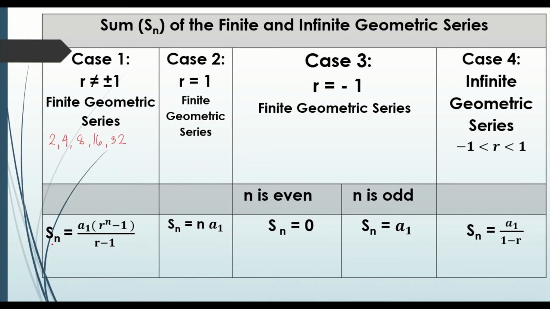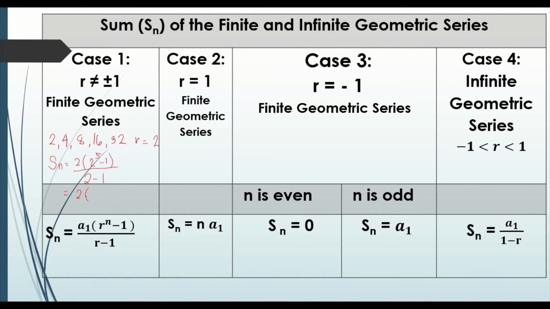So we're going to use this formula: S sub n is equal to a sub 1 quantity r raised to n minus 1, all over r minus 1. We are now going to determine first the common ratio, which is r equal to 2. Then use the formula. S sub n is equal to our a sub 1, which is 2, quantity common ratio of 2 raised to the number of terms. Our n is 1, 2, 3, 4, 5. So 2 raised to 5 minus 1, all over the common ratio of 2 minus 1.